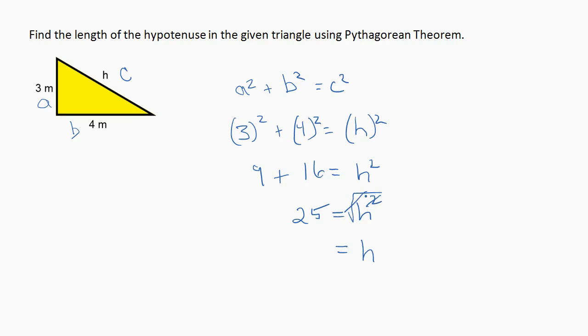But whatever you do to one side, you have to do to the other, and the square root of 25 is 5. So h must be 5. And we can write that right on here. This must be 5 meters.